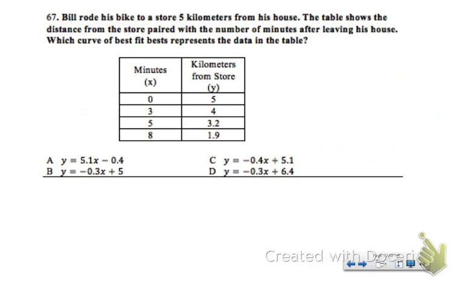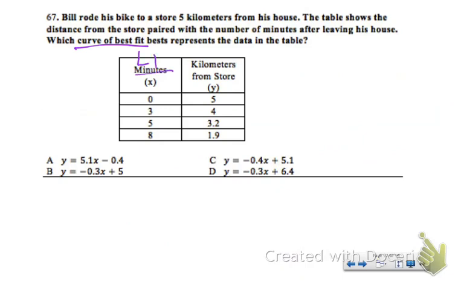Okay, Bill rode his bike to a store 5 kilometers from his house. The table shows the distance from the store paired with the number of minutes after leaving. Which curve of best fit best represents the data in the table? Now, I know they're using the word curve. Technically, though, this is a line of best fit, because if you'll notice, even your answer choices are all lines. They're not quadratic equations. So don't let that confuse you.